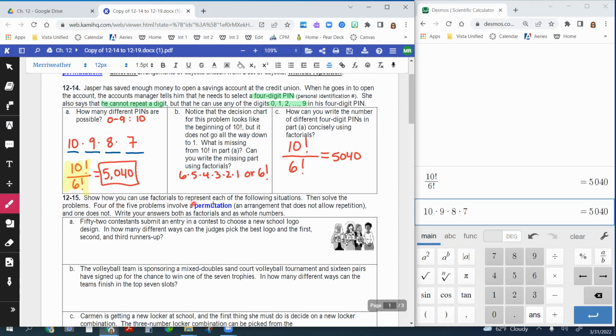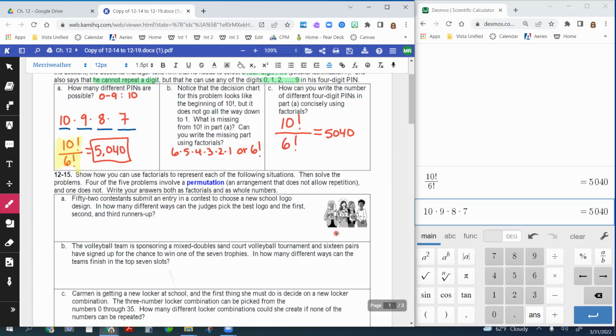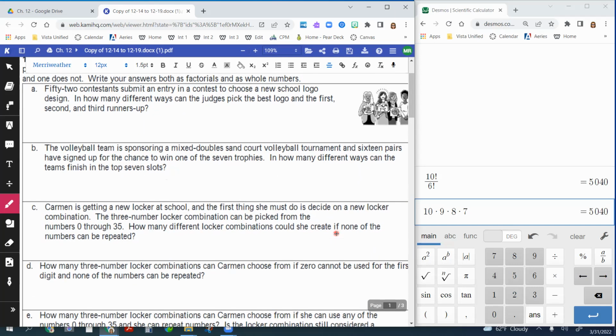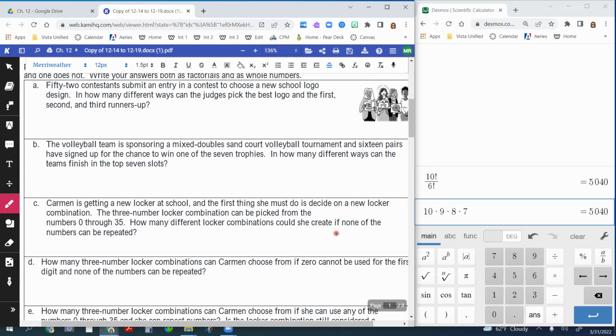Show how you can use factorials to represent each of the following situations. Then solve the problems. 4 of the 5 problems involve a permutation, an arrangement that does not allow repetition, and 1 does not. Write your answers both as factorials and as whole numbers. Okay. So on letter A, we have 52 contestants.